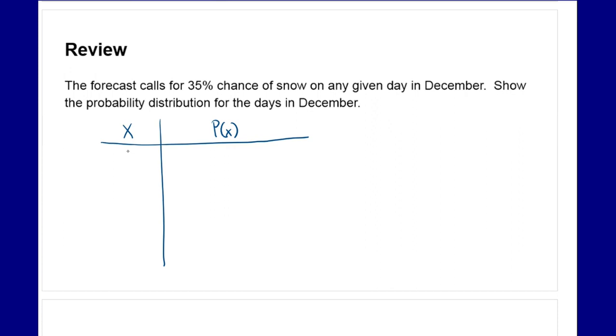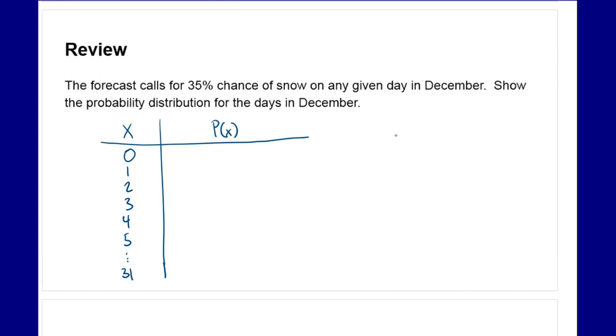We have 31 days in December, so we have a chance of 0 snow days, or 1 day it snows, 2, 3, 4, 5, and so on, all the way up to 31. There's anywhere from 0 to 31 days of snow that we could have. Our probability distribution is a binomial distribution, because these are independent events. If it snows one day, it doesn't affect the chance of it snowing the next day, and there's either a success or fail, snow or no snow.